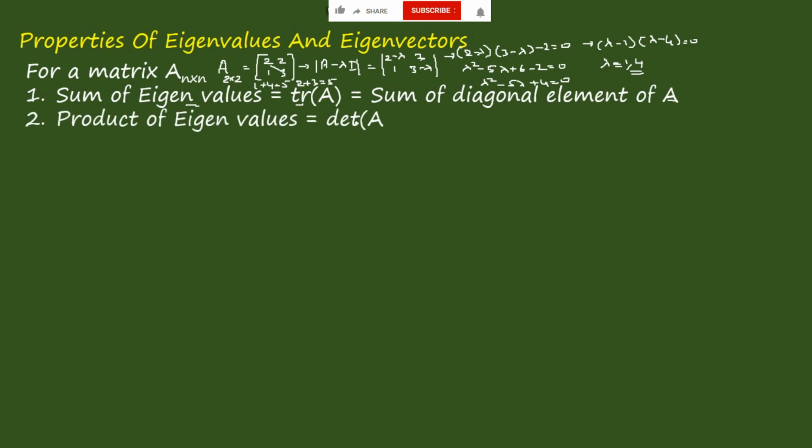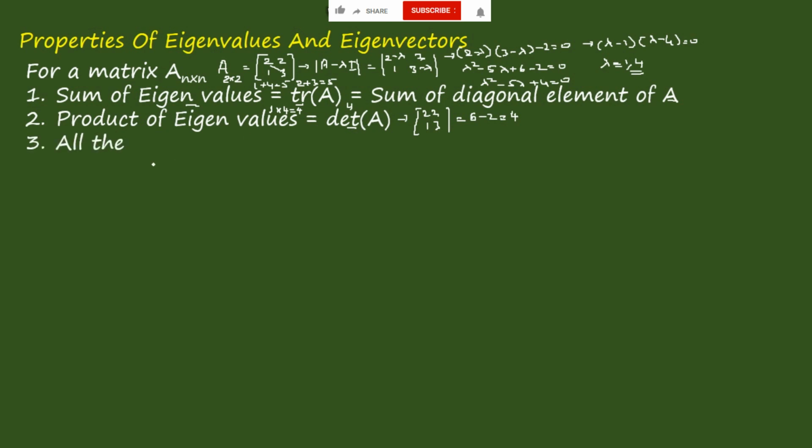Come to the second one. The product of eigenvalues is equal to the determinant of A. We have seen that the eigenvalues are 1 and 4. So the product of them is 1 into 4, which is equal to 4. Now it should be equal to the determinant of A. What is the determinant of A? We have to find the determinant of [2 2; 1 3]. So it becomes 6 minus 2, which is equal to 4. So the determinant of A is 4. So you can see that the product of eigenvalues is equal to the determinant of A.